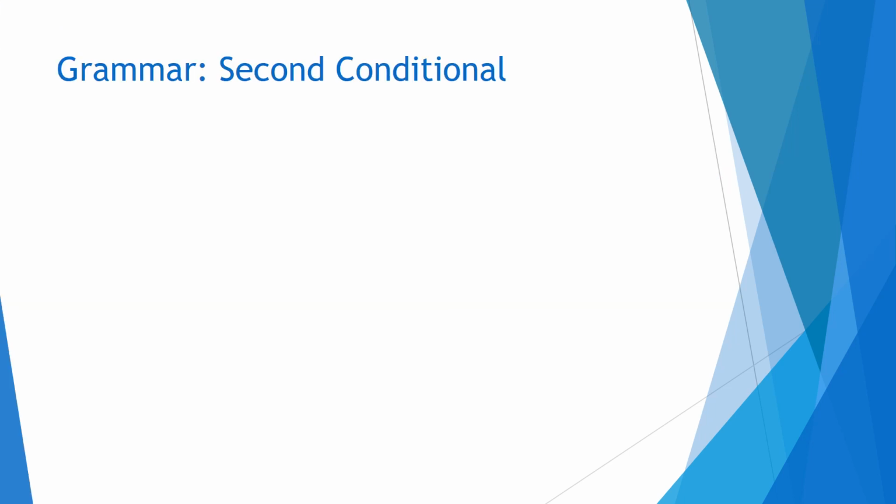So the grammar for Unit 10 is called the second conditional. What is it? Okay, so it's used to talk about imaginary or improbable situations in the present or future. Imaginary or improbable situations. So it's not really talking about reality. It's sort of fantasy thinking. That's why it's called What If.